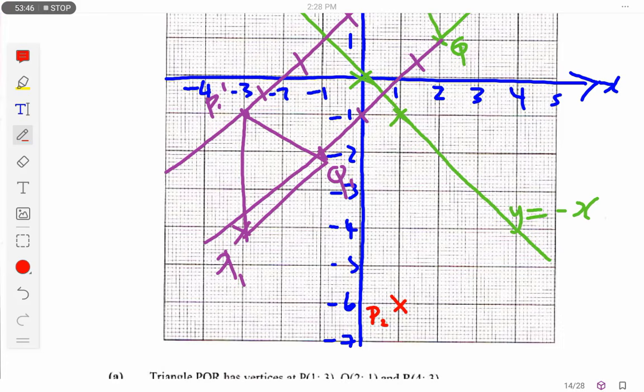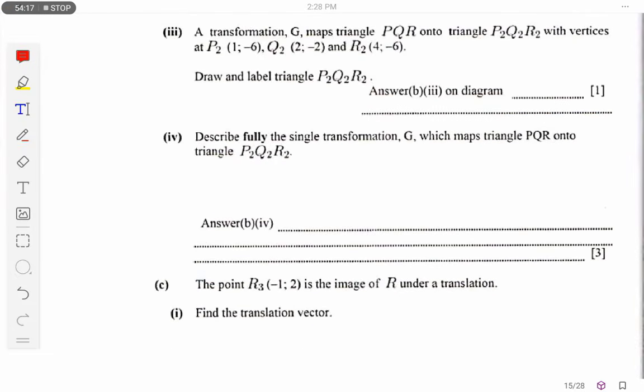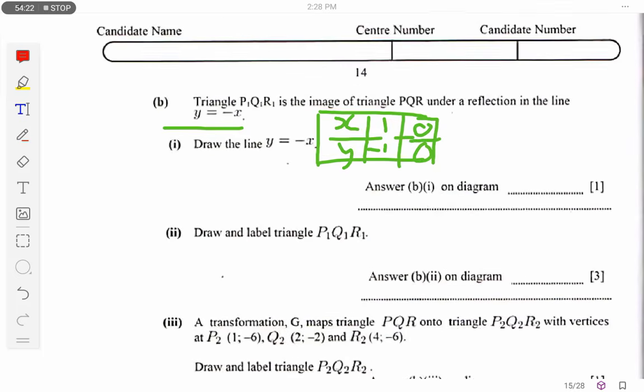Q is now on 2, -2. This is my Q2. Then R is now on 4, -6 there. So this is my R2 like that. So the triangle will look like this. This is the triangle. Let's go to the question. What is it requiring us? We have drawn. Then they are saying describe fully the single transformation there. For the single transformation, let's see the diagram.